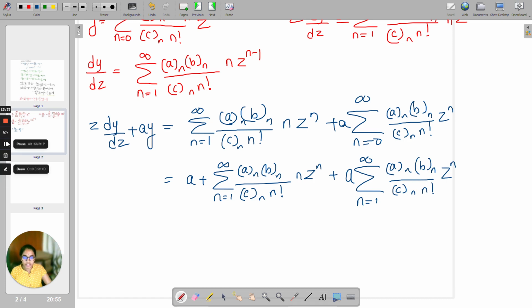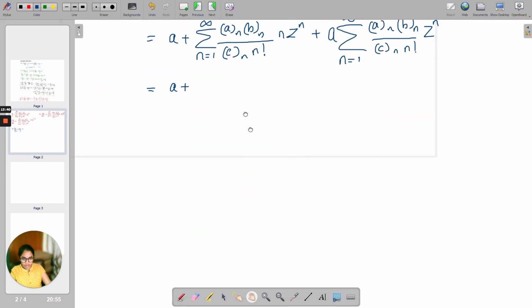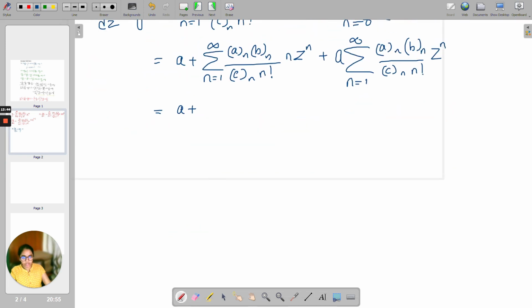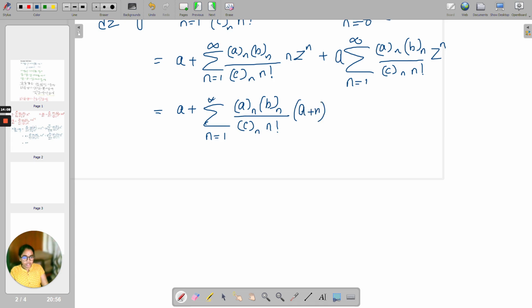Okay, now let us take common. A plus, what would you get if you take summation? It is all the same. So in this term you have n and in this term you have a, right? So what would you get? n is equal to 1 to infinity a n b at n divided by c n n factorial. So you would get a plus n into z to the power n.